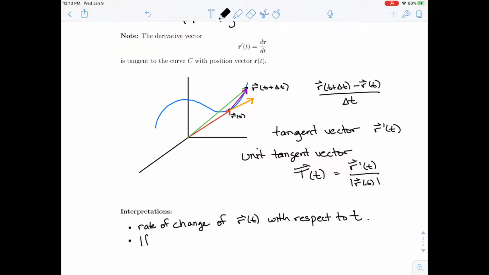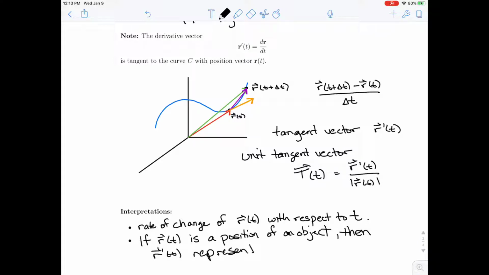But if r of t is a position vector of, say, an object, then the derivative represents the velocity of that object.